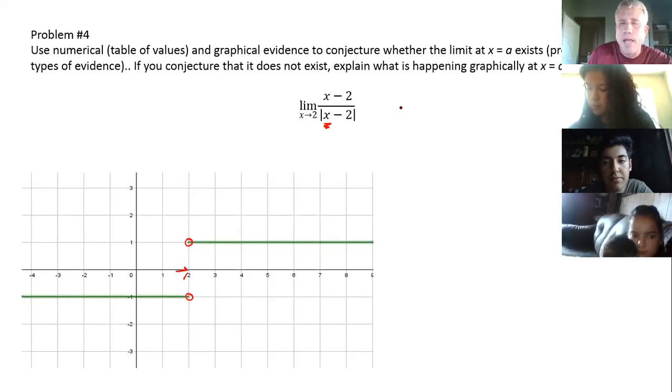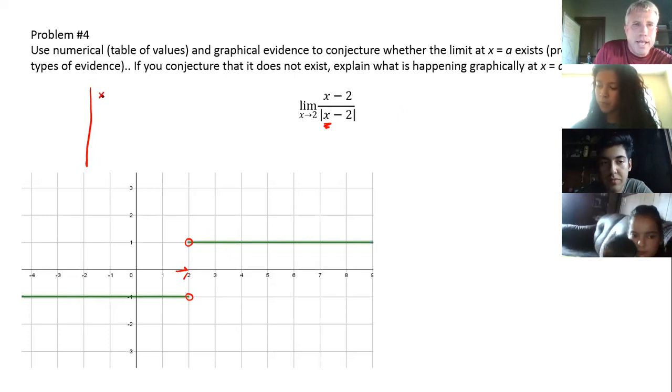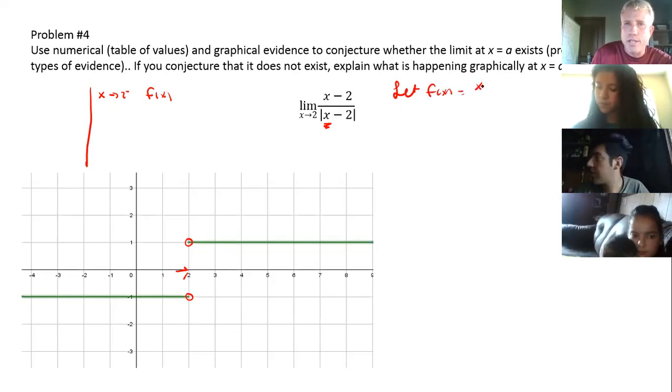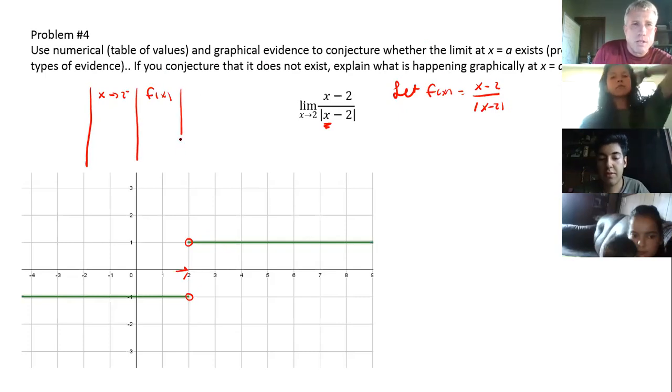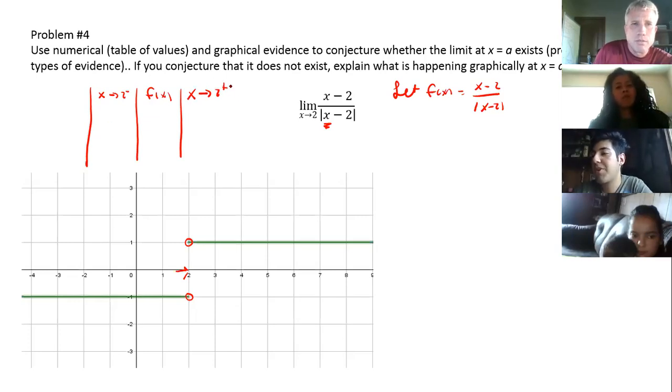For the table, I would do what we were just doing. I'm going to let x go to 2 from the negative side, and I'm going to evaluate the function there, and I would do something to make my life easier. I might say let f of x equal x minus 2 over the absolute value of x minus 2. That way I can just talk about f of x. And then I would say, let's take the limit as x goes to 2 from the positive side. And we know we need to put those numbers into the function.